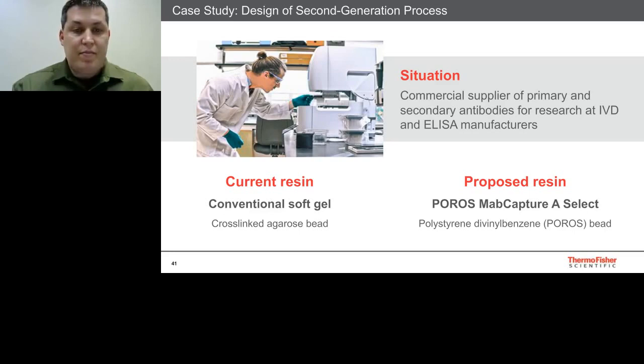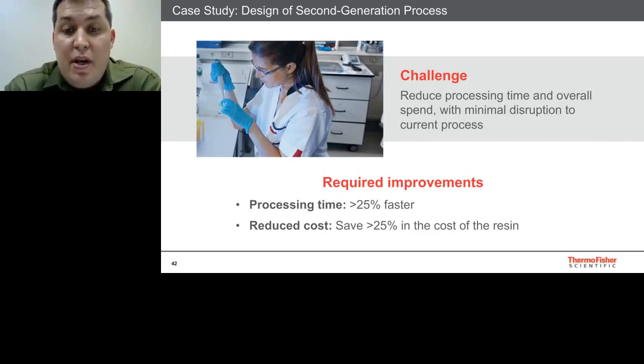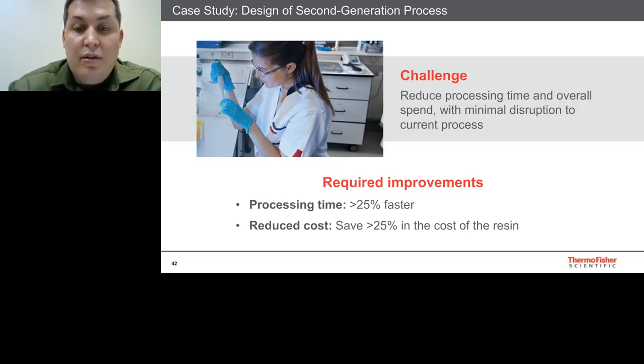The challenge was to reduce processing time in order to increase throughput and move to a resin that was less expensive to help with the overall COGS. They wanted to have minimal changes to the process, and they did not want to have to change buffers or add any subsequent purification steps. For their application, only a single purification was needed. Their goals were to reduce process time by at least 25% and also have a resin that was at least 25% lower in cost. This would allow them to reduce the overall COGS by greater than 30%. In addition to processing time and cost of the resin, they were looking at total yield, antibody purity, as well as activity.